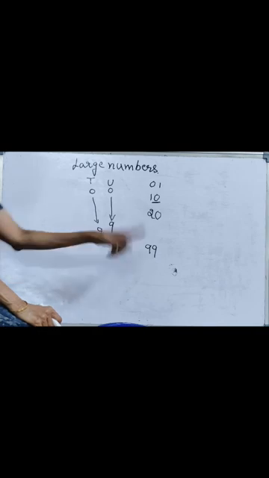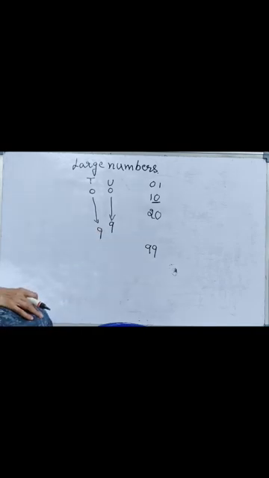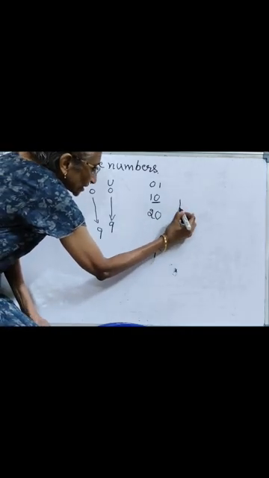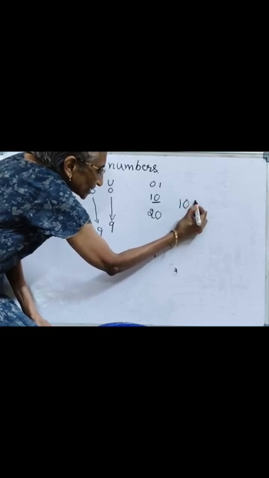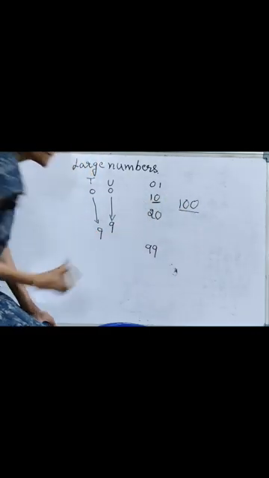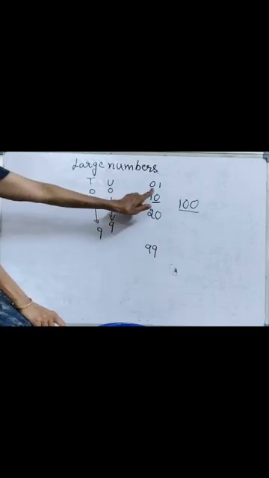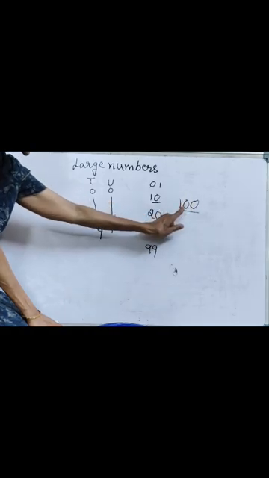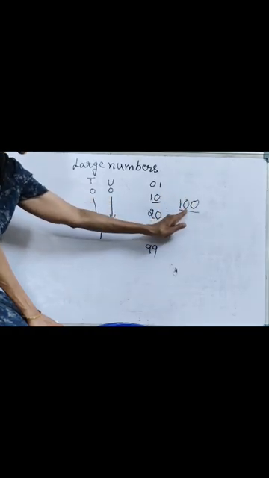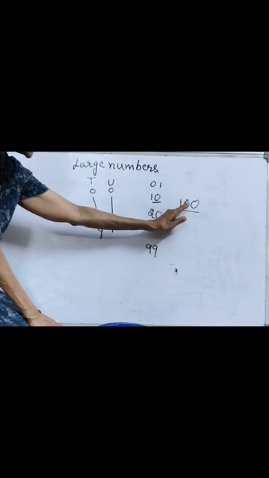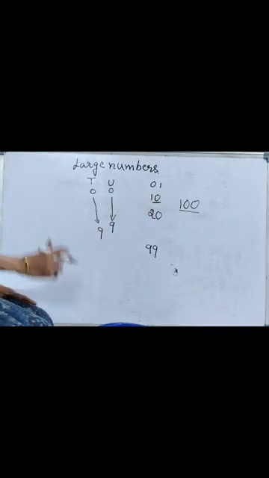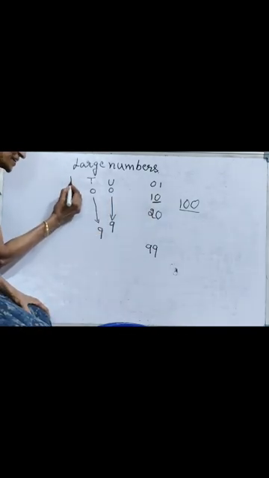Now, after 99, the number is 100. How to write 100? You will write 100 like this. Okay? So, the first place is unit place. The second behind it is 10th place. The next is 100th place. So, we have to write 100 here.